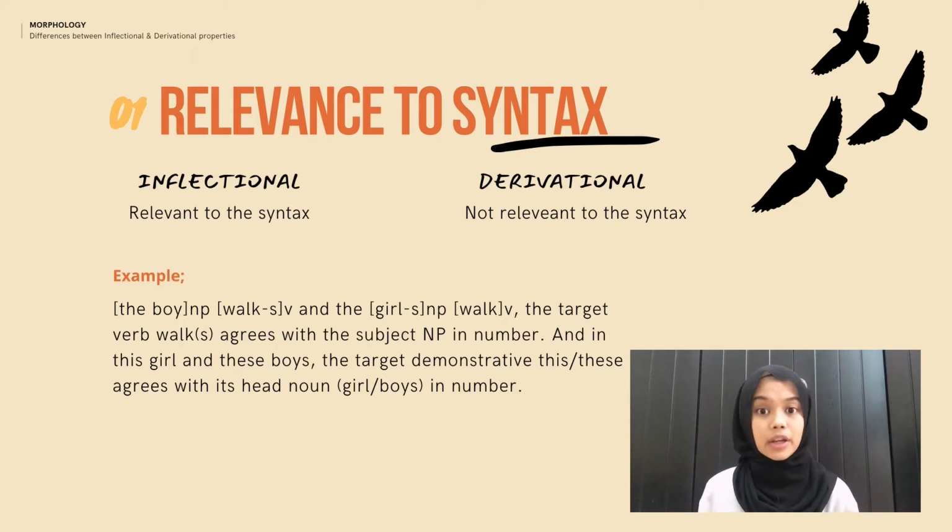For example, agreement. Agreement is a kind of syntactic relation in which the inflectional value of a word or phrase, which is the target, must be the same as the inflectional value of another word or phrase in the sentence. As an example, the boy, which is a noun phrase, walks with an S, which is a verb, and the girl, which is a noun phrase, walk as a verb. The target verb walks and walk agrees with the subject noun phrase in number, as in this girl and these boys.